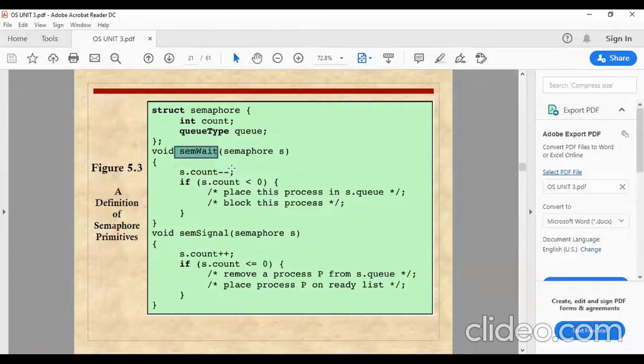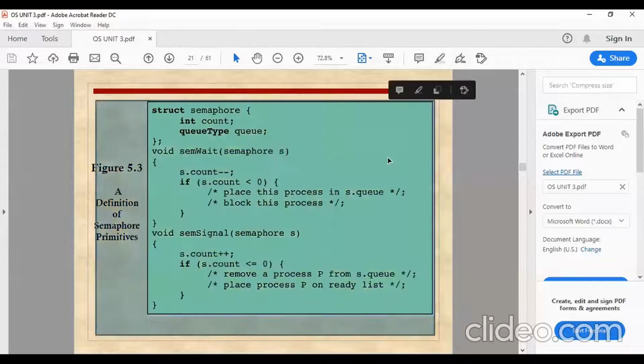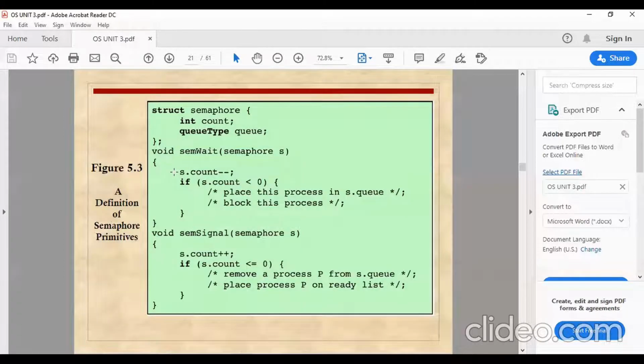Decrement. It will decrement, and when it releases the resource, at that time it will perform the increment operation. So three operations are performed: initialization, increment, and decrement. So decrement is allocation. In simple language, whenever the train allocates that track, the semaphore object count is decremented. If s dot count is less than 0, place this process in the queue and block this process, as its execution is finished.